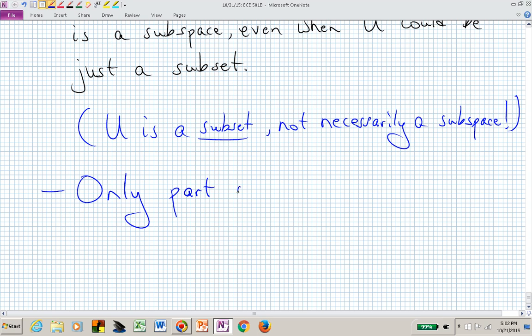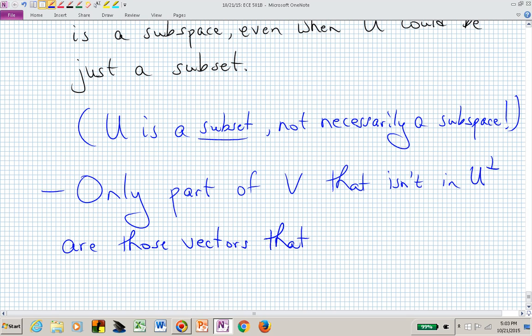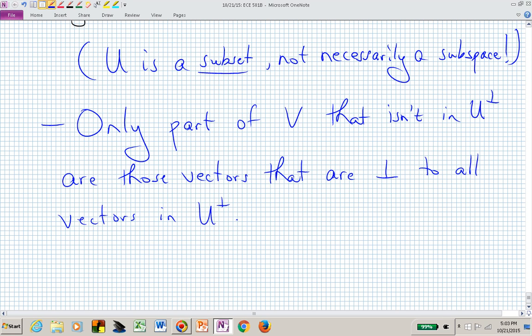Meaning, the only part of our vector space V that is not, let's say, in U perp are those vectors that are perpendicular to all vectors in U perp. That sentence is really just U. The only part of our vector space that isn't in U perp are those vectors that are perpendicular to all vectors in U perp.